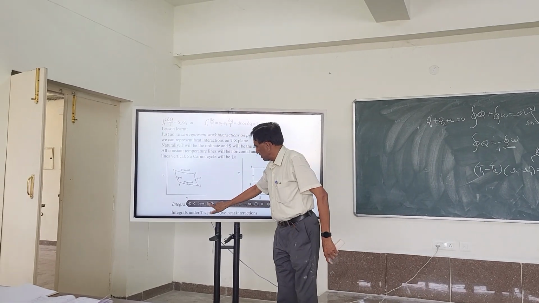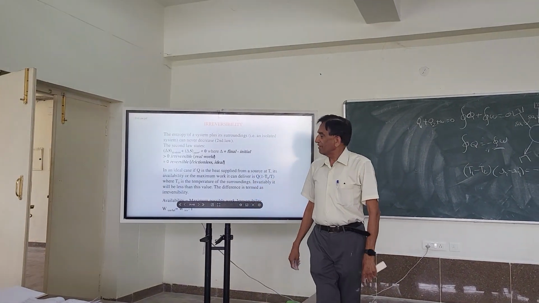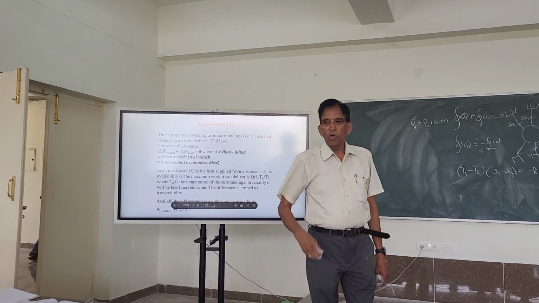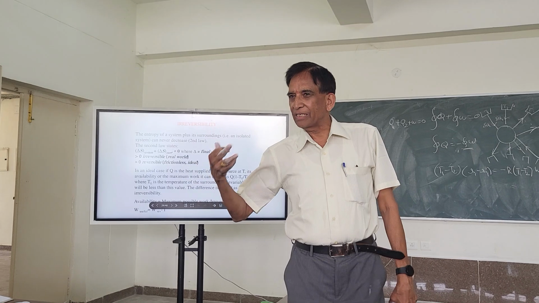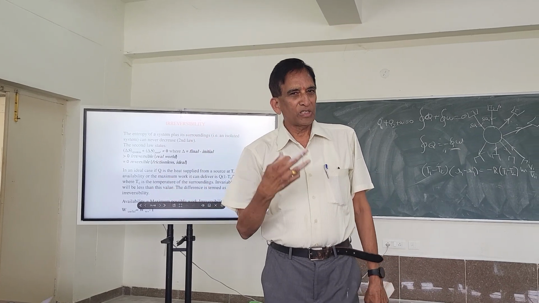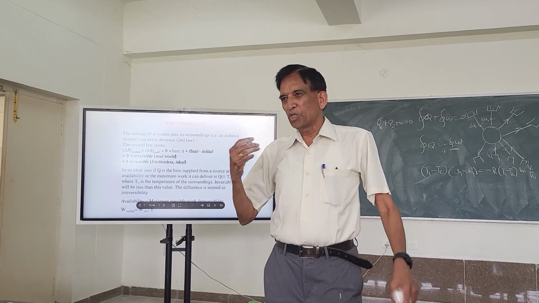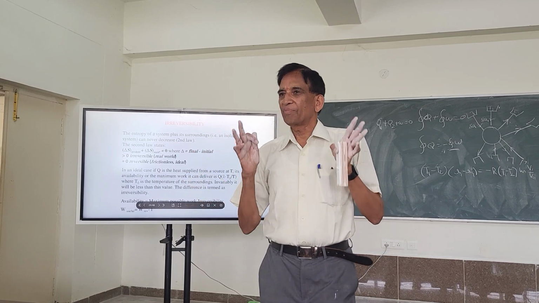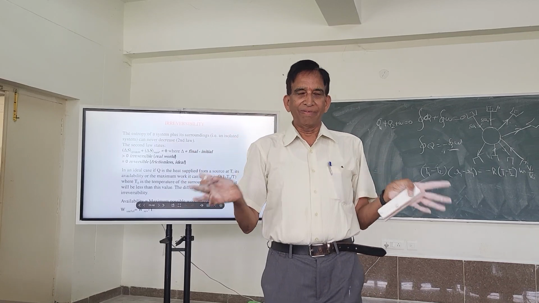Right, so we'll stop there for today. Next I will introduce what is called entropy and what its role is in irreversibility. Some processes take place irreversibly. So what is the role of entropy? Entropy is something which decides whether something is being done reversibly or irreversibly.